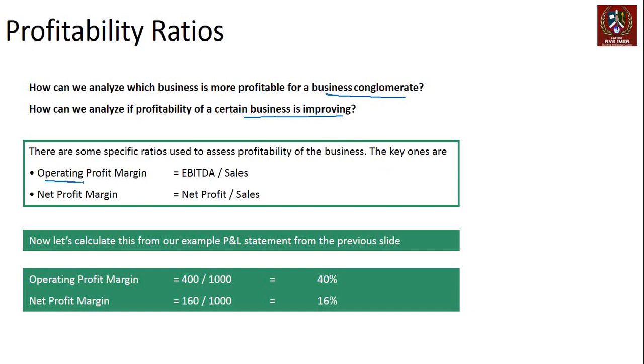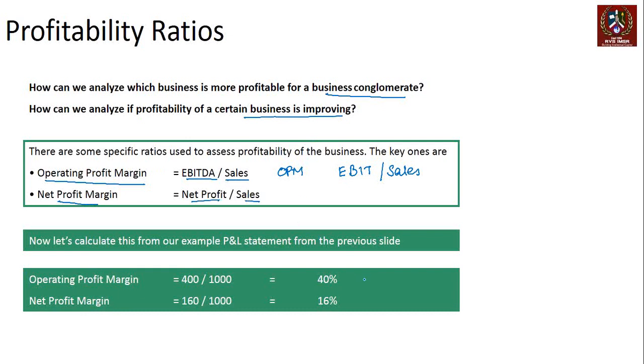The key ones are operating profit margin, also known as OPM, calculated as EBITDA by sales. In certain cases, certain textbooks also talk about operating profit margin as EBIT by sales. You can use either one, but just remember that you use it across the range of calculations that you're doing, for the relative comparison that you're doing. You use the same number. Ensure that you use the same definition, right? The second one is net profit margin, which is the final profit divided by sales.